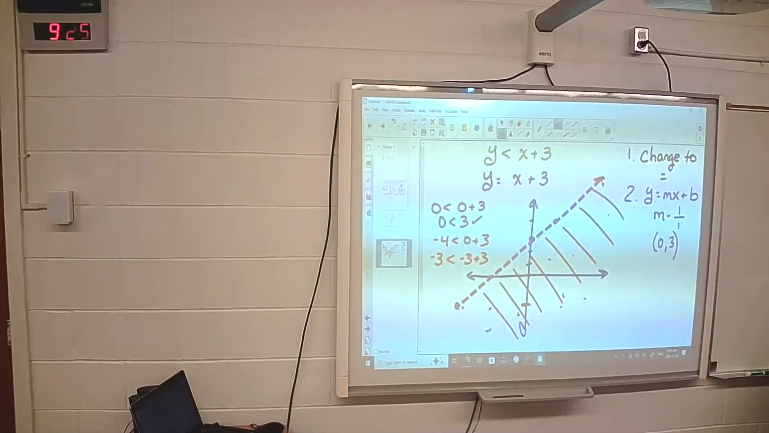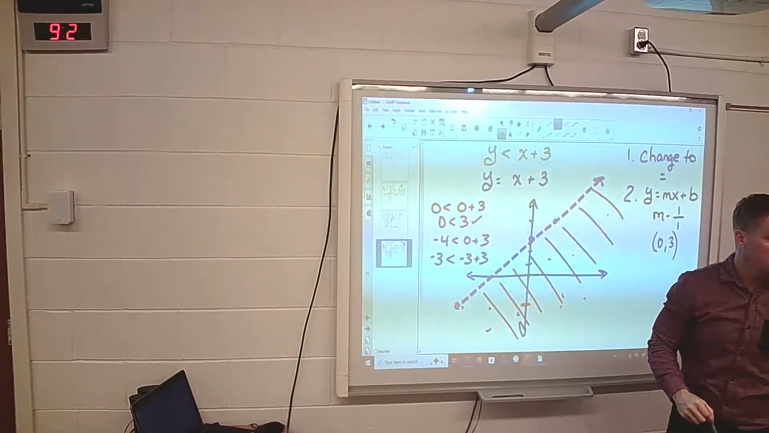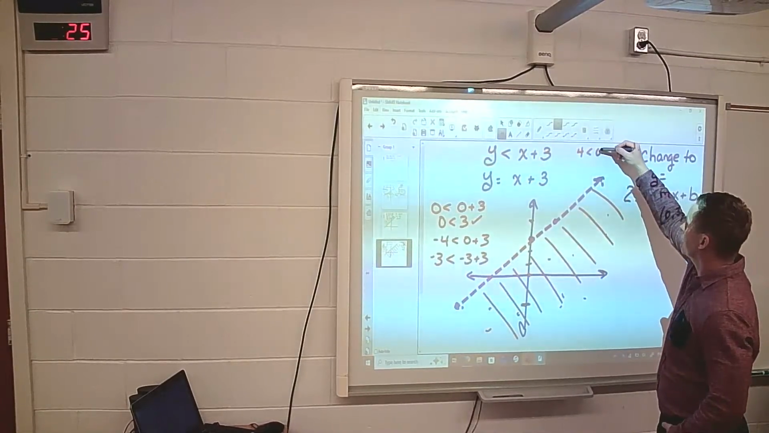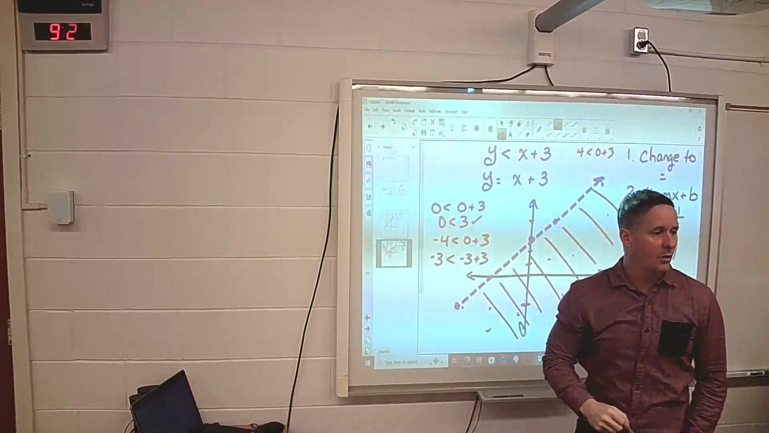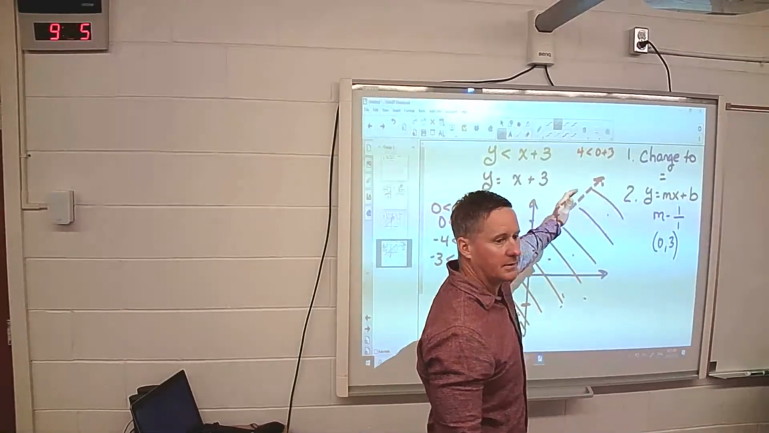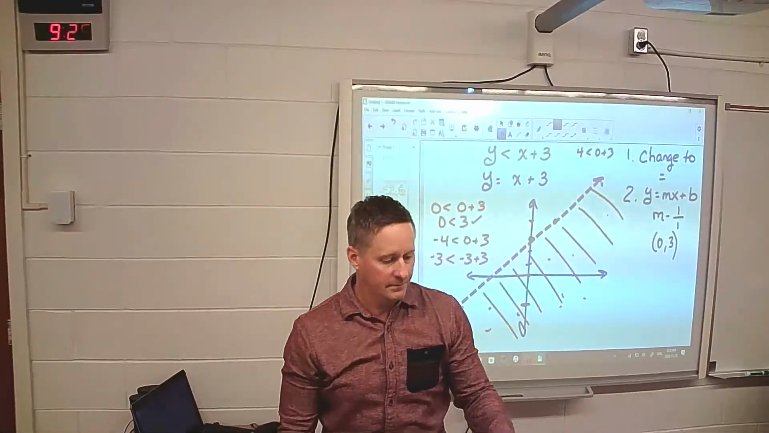But on the other side, so this coordinate right here is 0 and 4. All right? If we put that in for it, 4 less than 0 plus 3. Is 4 less than 3? No. So none of those are going to work on that side. So I don't shade that area. Make sense now? Okay.